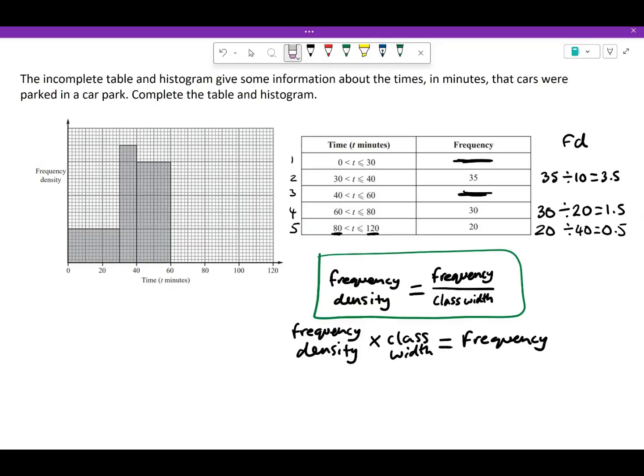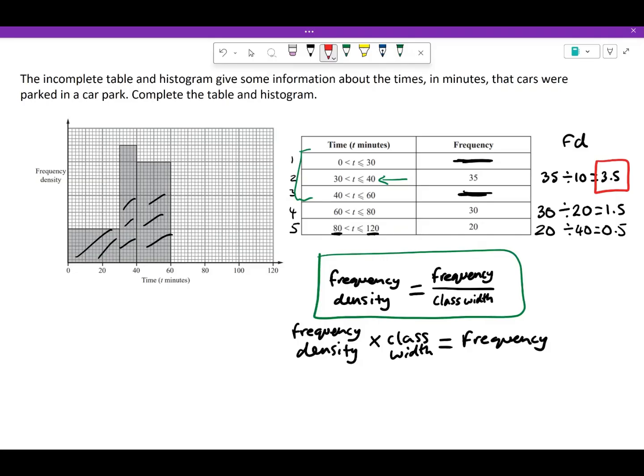Now, in order to be able to figure out the scale, we need to consider the 3 bars we've got. Okay, so it's for our first 3 classes, these 3 bars here. And do we have the actual frequency density value for any of those 3 classes? Well, if we look at the first 3 classes in our table, there's only one we have the actual frequency density for, which is the second one here, the 30 to 40, and our frequency density is 3.5.